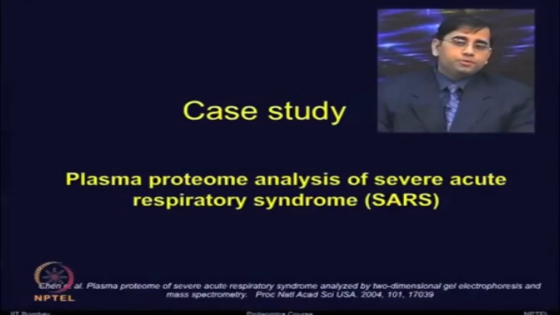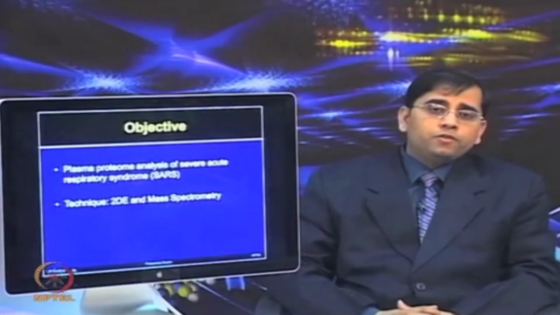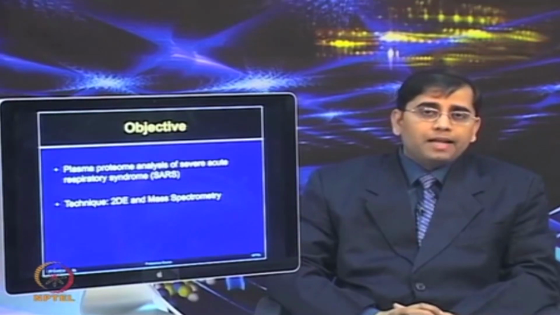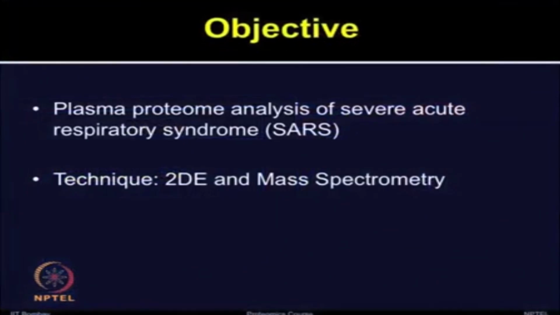Let us now move on to case study 2, plasma proteome analysis of severe acute respiratory syndrome, SARS, a study by Chen et al. in 2004. So, the purpose of the study was to perform a comprehensive plasma proteome analysis of severe acute respiratory syndrome and its comparison with the healthy individuals.